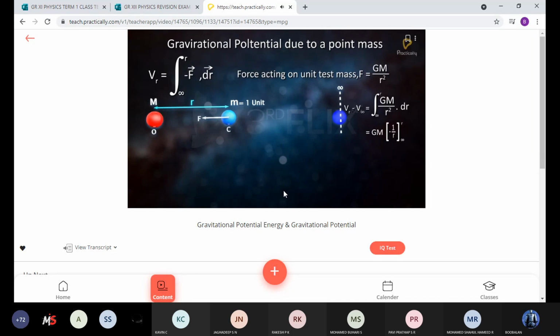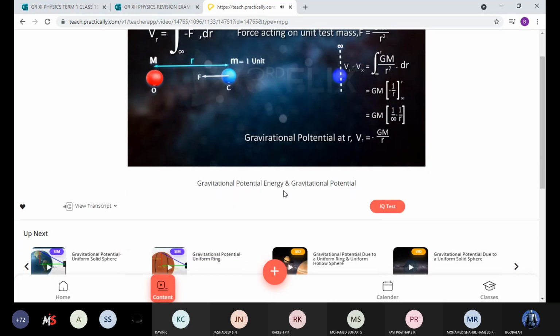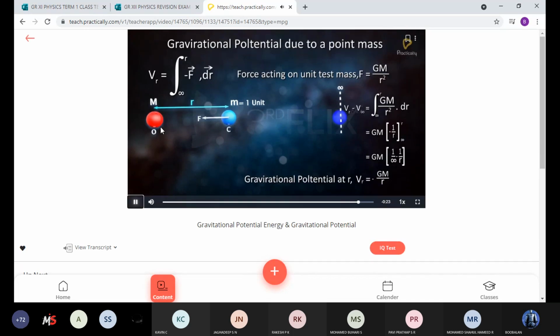We take the constant term out of the integral, and on integrating and substituting the limits we get V(r) equals minus GM by r. Hence gravitational potential due to a point mass m at a distance r is minus GM by r. Summary.